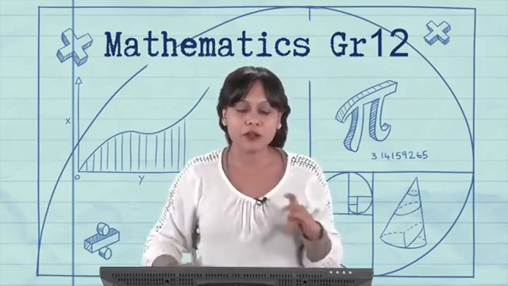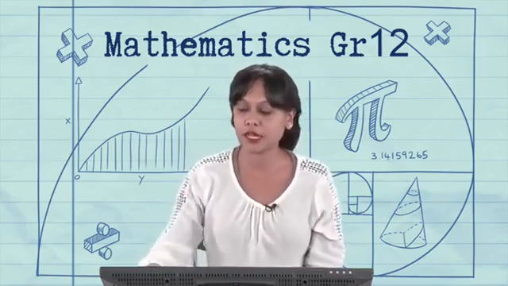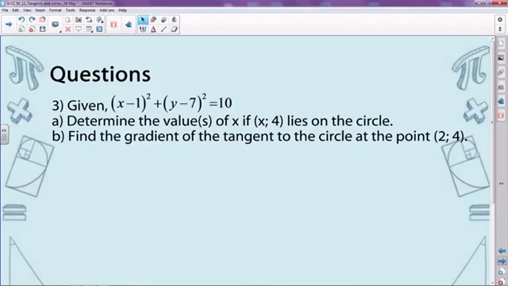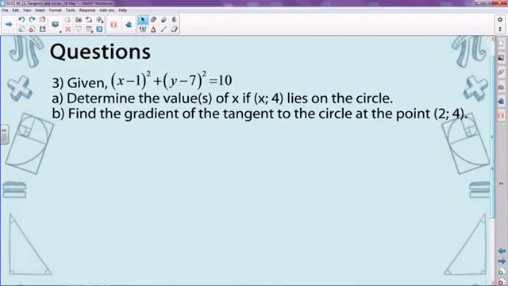Okay, so I want to give you a chance to have a look at another question. This is question 3, and here I'm going to give you 3 minutes to take the question down, and then we will do it together.